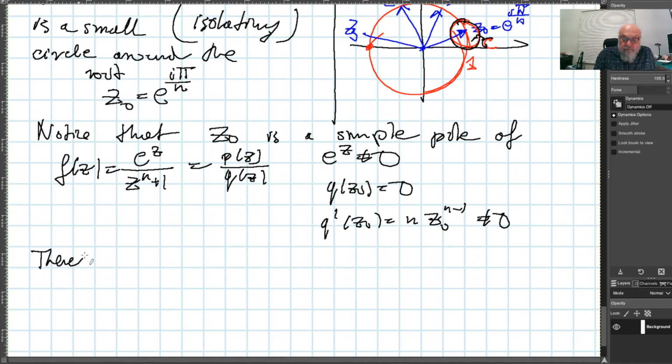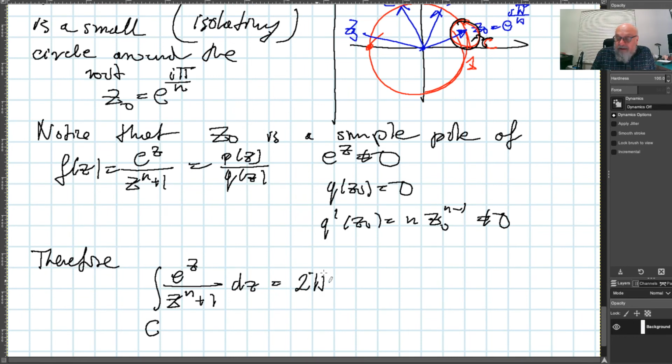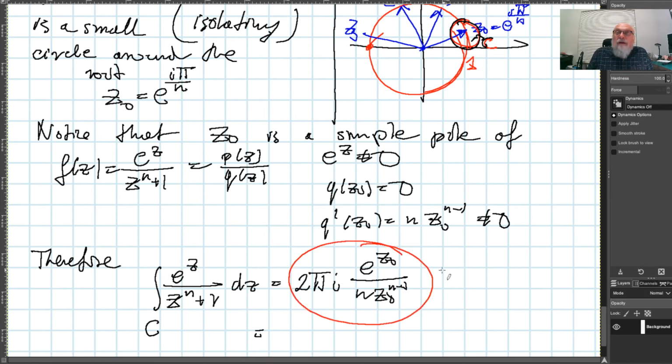Therefore, I can write that the integral over this circle C of e to the z divided by z to the power n plus 1 dz is equal to 2 pi i, and then I have e to the z0 divided by n times z0 to the power n minus 1. And this can be simplified. By the way, this expression reminds you of something we were already doing in the case of the Cauchy integral formula. It was a similar situation, but now you can see that this is n z0 to the n minus 1.